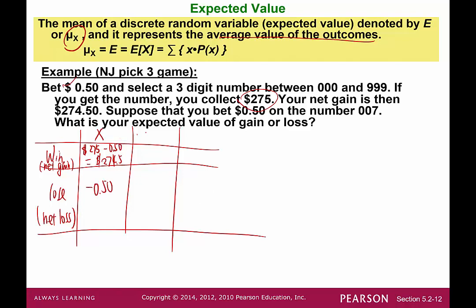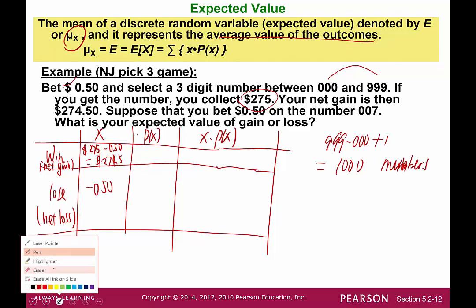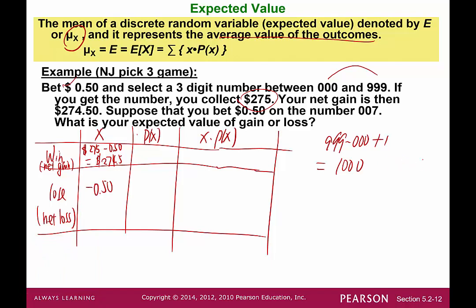And the probability of winning. Okay, let's take a look at this. So you have to find a probability of winning. We need to see how many numbers there are, right? So you get it between 999 and 000. Including the first one, that's 1,000 numbers available, and only one winning number. So the probability of winning will be 1 over 1,000.